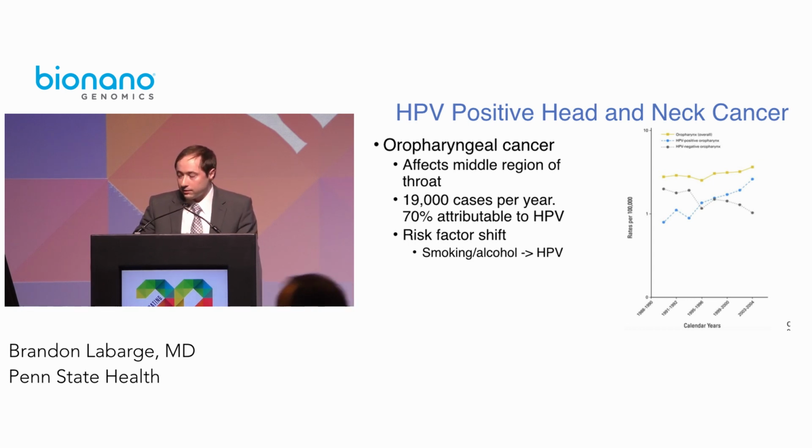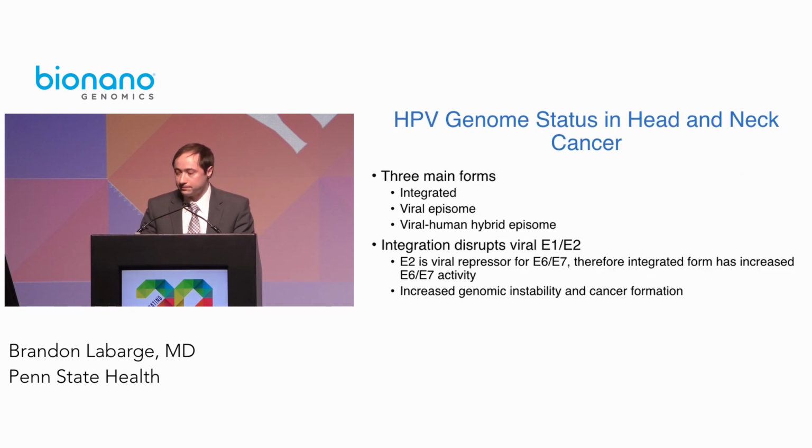As you can see in the blue line, HPV-positive oropharyngeal cancer has been increasing, and that has continued in recent years, and that's been driving the overall increase shown in yellow. The black line shows HPV-negative oropharyngeal cancer incidence, which has been decreasing. And so what we're seeing really is a risk factor shift for this cancer away from smoking and alcohol to HPV. And oropharyngeal cancer is essentially the middle region of the throat, so again, tonsils and base of tongue.